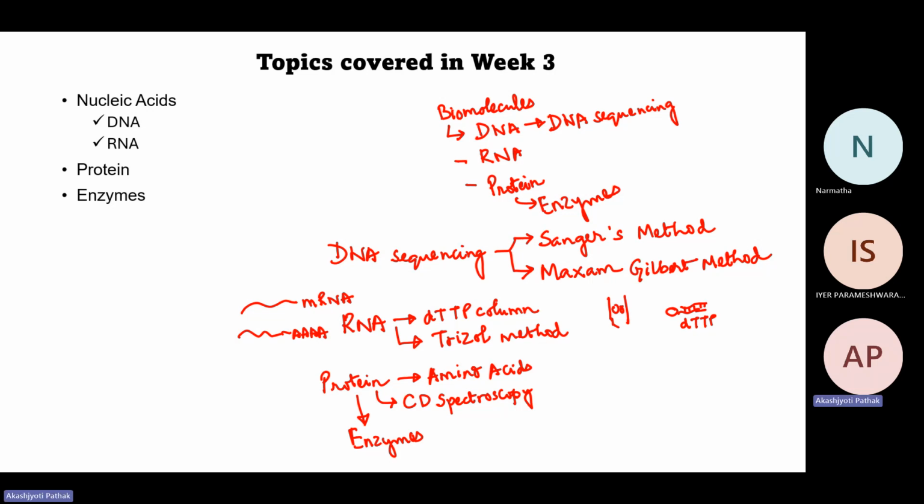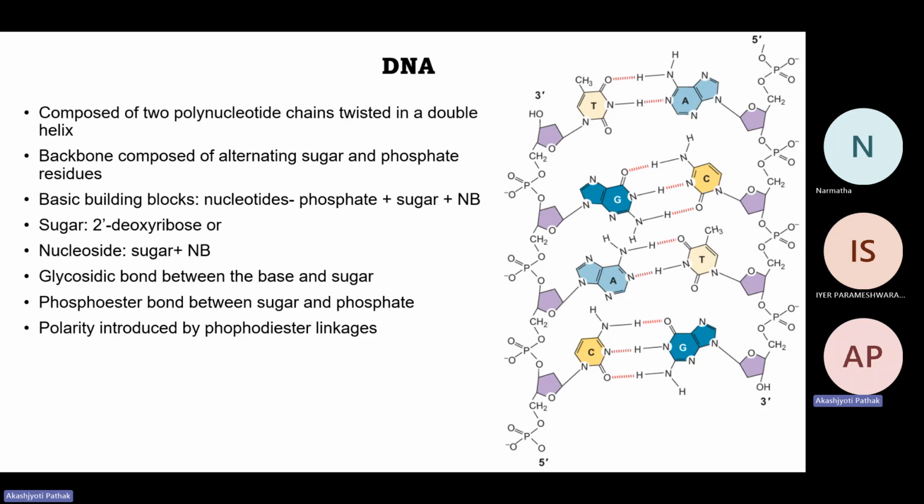Okay, so the first biomolecule is DNA. You all know the structure of DNA. It is made up of two polynucleotide strands, right? It is composed of two polynucleotide chains which are twisted in a double helix. Here on the right side is the structure of a DNA molecule. This is one polynucleotide strand, running from 3' to 5', and this is the second polynucleotide strand. These strands are twisted in a double helix pattern and give the structure of DNA. Okay.